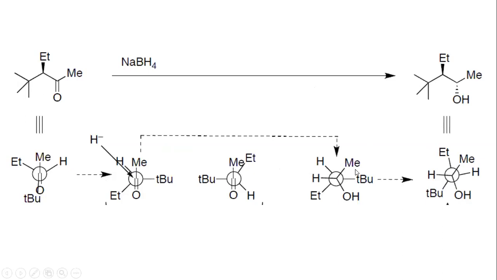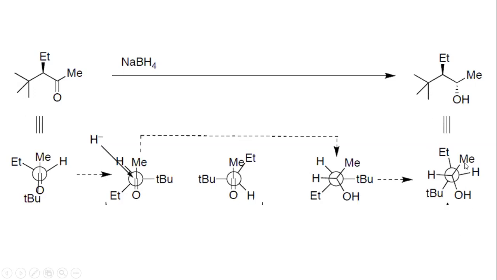anti to each other. Now we have to slightly rotate one of the carbons. Either you can rotate the front carbon or you can rotate the back carbon, the rear carbon, so as to make this tertiary butyl group and methyl anti to each other. When you rotate the same compound and bring it to this position, then you will have the tertiary butyl group on the rear carbon and the methyl on the front carbon anti to each other.